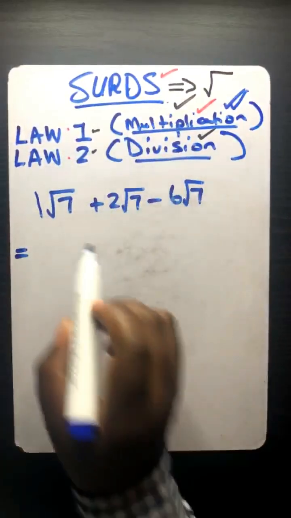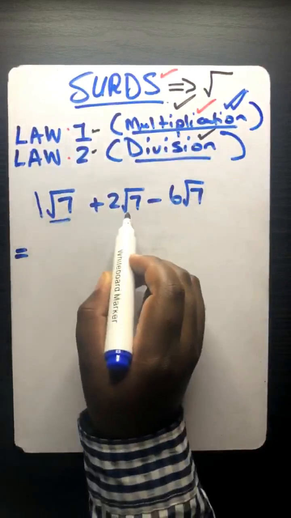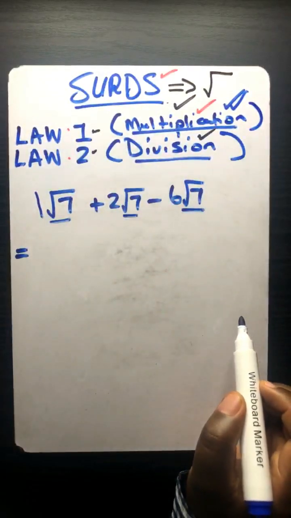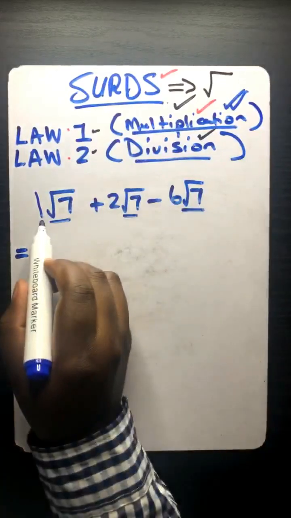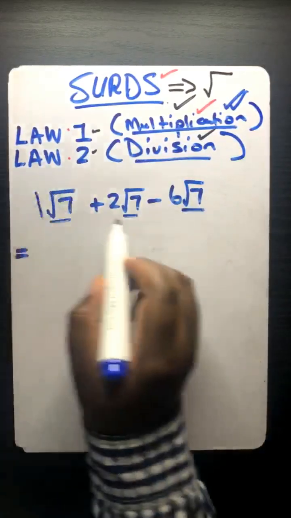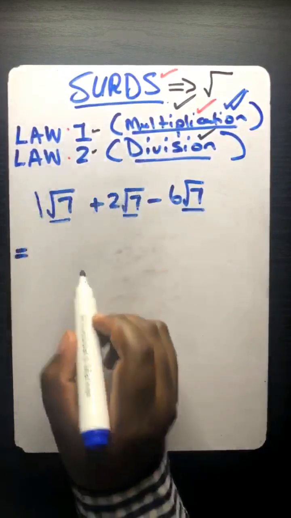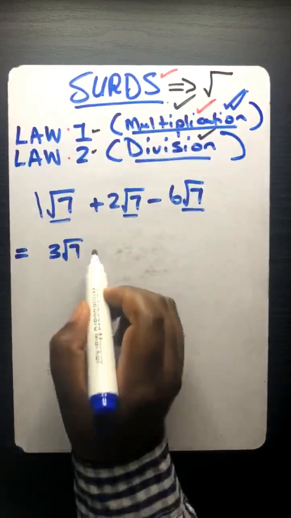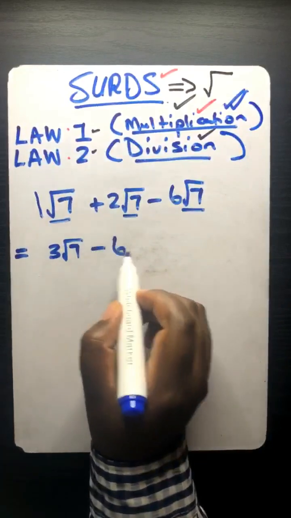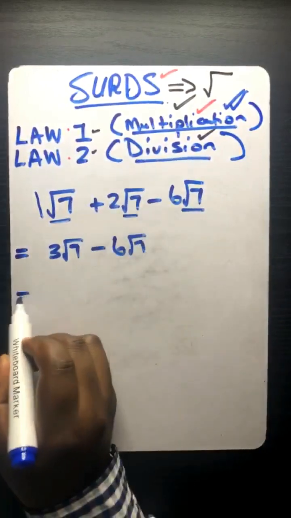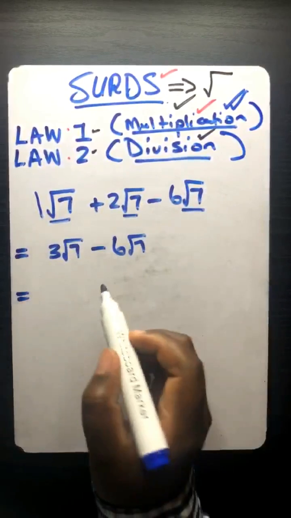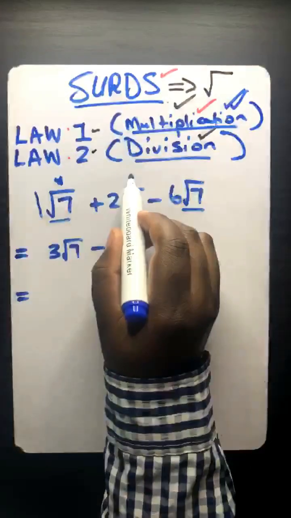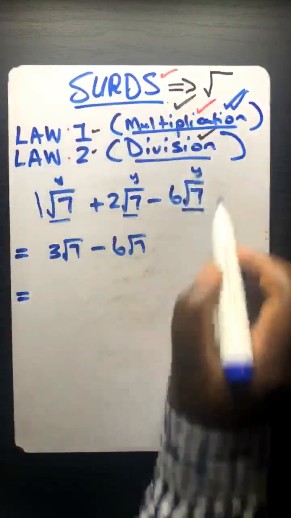The first thing to check, try to check if the square root, whatever inside, is the same. If it's the same, it's more like you're having a 1 square root plus a 2 square root. What is that? Is it not 3 square root? Can you see? Whatever that is inside, minus that. So it's like the like terms. This thing is like just 1y plus 2y minus 6y.